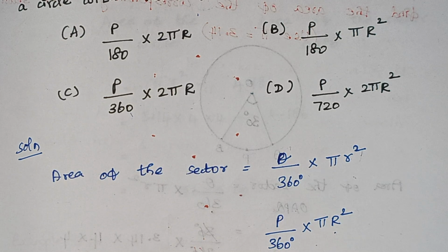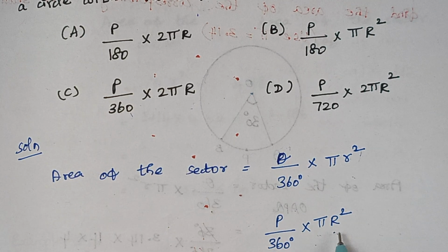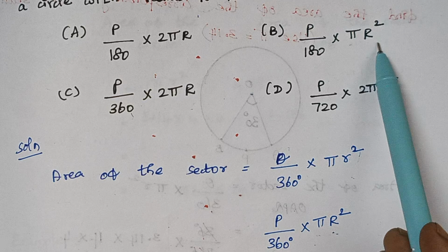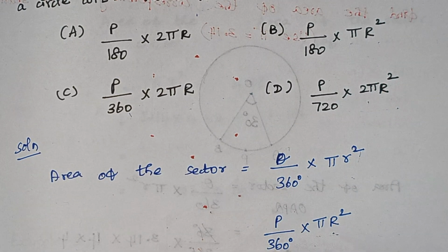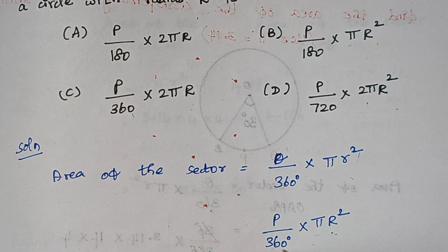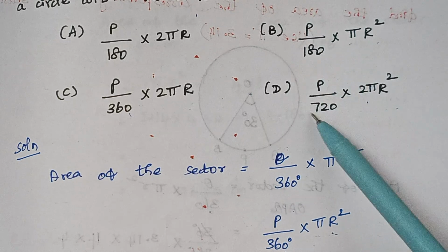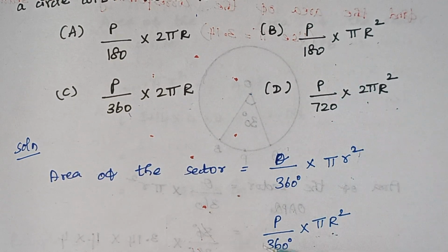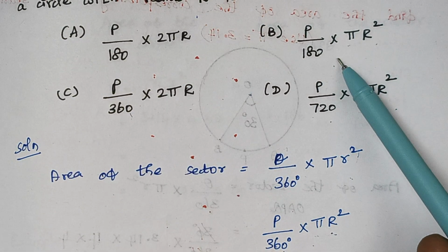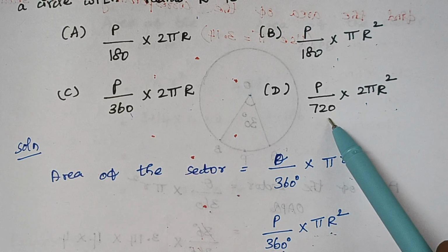Right. So what we can do is, here you can simply check from the options. So here anyway we need pi R square, right? So here we are having pi R square in only two options. Again when you look here, in the denominator we are having 360, right? But here we are having 180 and another one is 720. So we can't reduce this 360 to 180, right? So we are trying to make it 720.